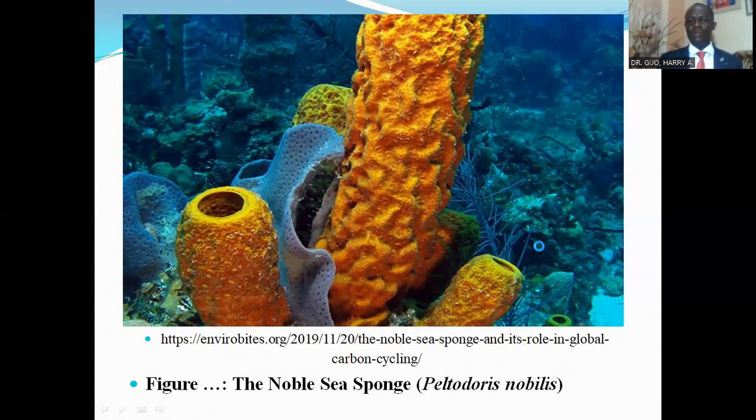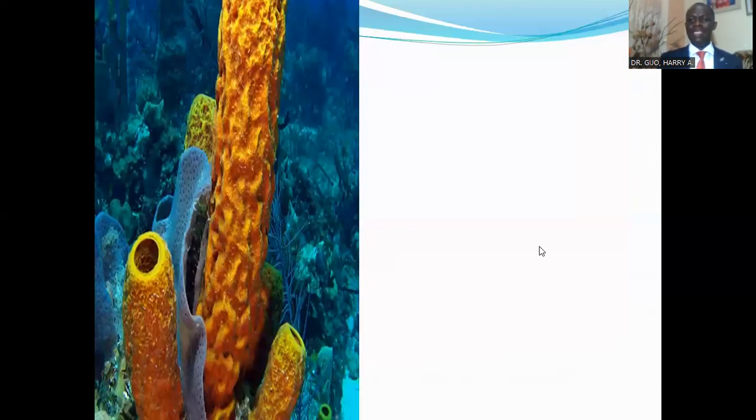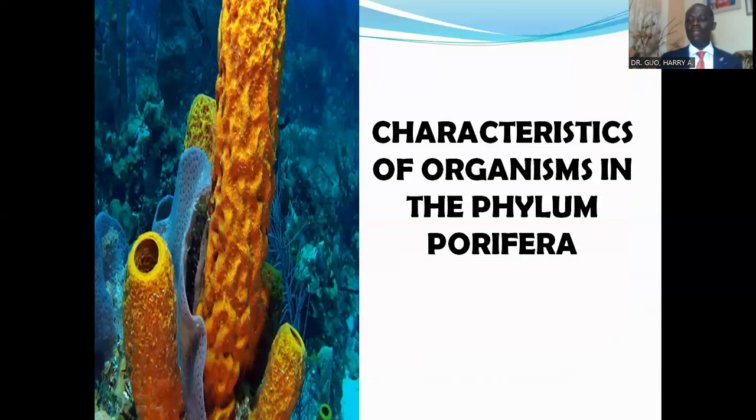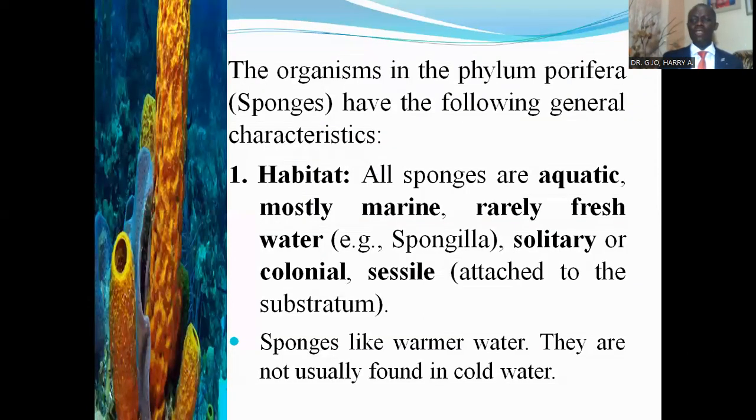Pertodoris nobilis. Now, we want to look at the characteristics of organisms in the phylum Porifera, the characteristics of the sponges. The organisms in the phylum Porifera have the following general characteristics.